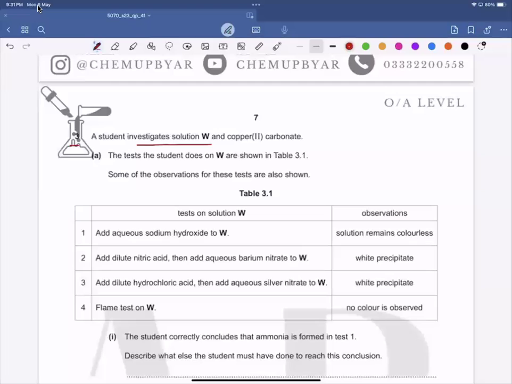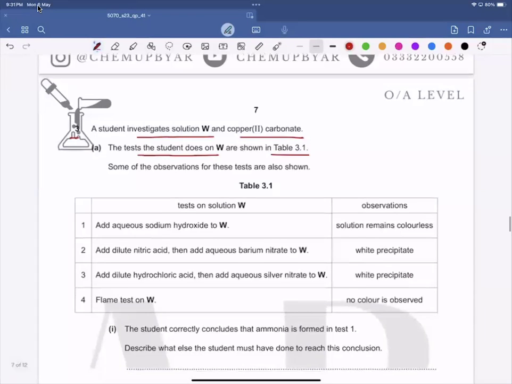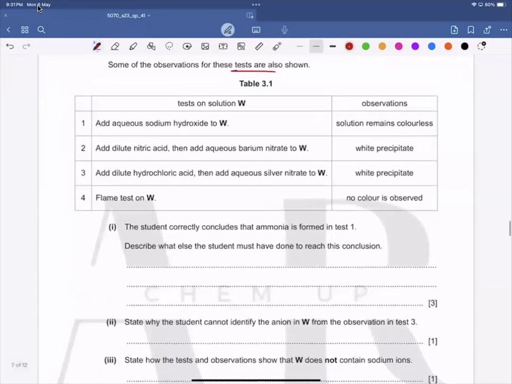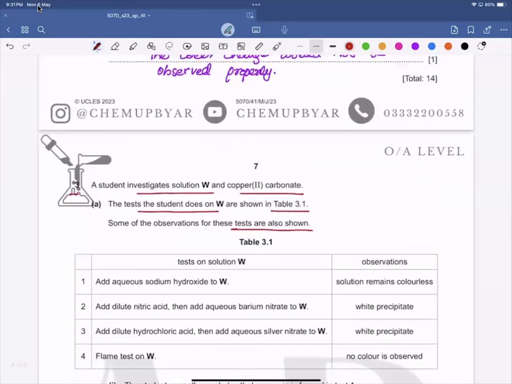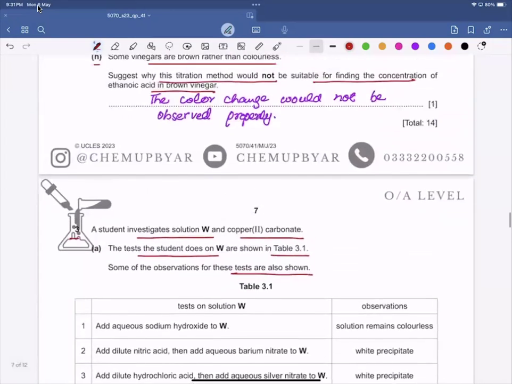A student investigates a solution W and copper carbonate. The tests a student does on W are shown in table 3.1. Some of the observations for these tests are also shown. So these tests can be rechecked with the help of the table given at the end.